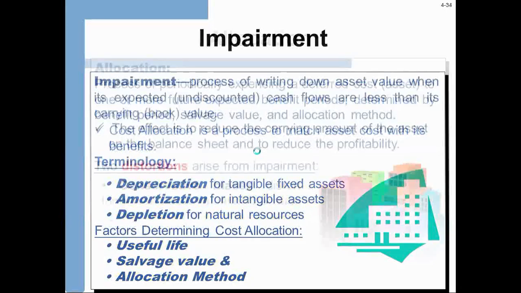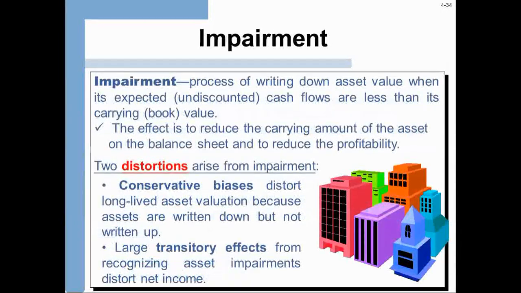Now let's try to go, before calculating it, we need to have a little bit of an idea about impairment. We have already discussed this idea in the class. Impairment is the process of writing down the value of an asset when its expected cash flows are less than its carrying book value. So this is impairment.